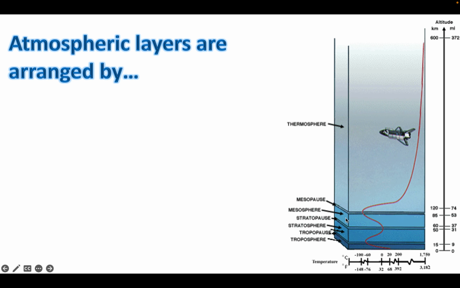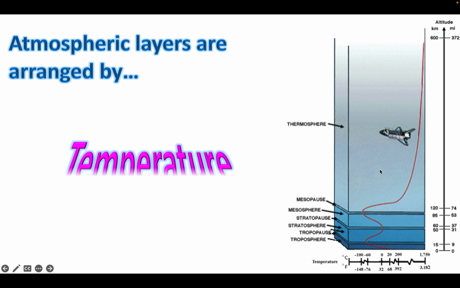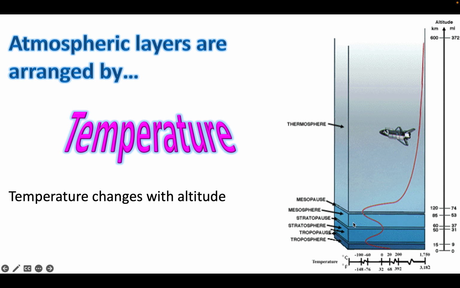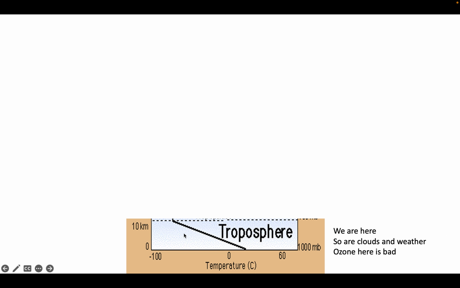So the layers of the atmosphere are organized or arranged by temperature. Changes in temperature indicate the different layers of the atmosphere. As we go up in altitude, the temperature will change, and those changes will tell us what layer we're in. So let's start looking at this graph and orient ourselves.